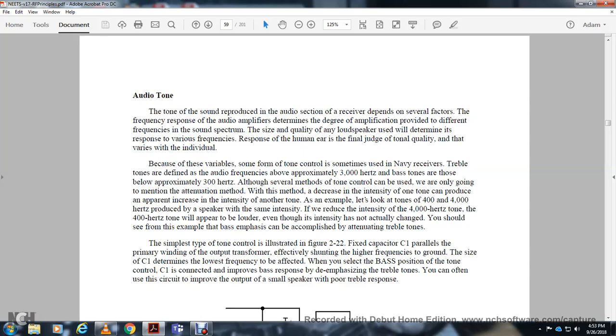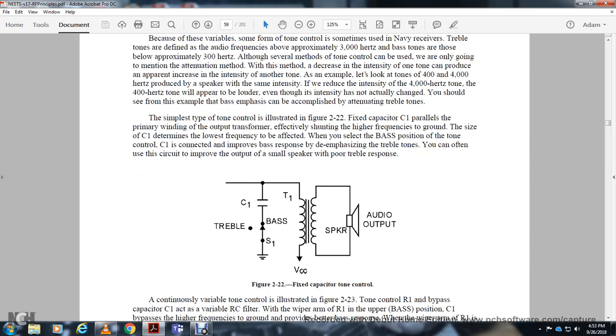They effectively show the higher frequency to ground through capacitor 1, which determines the low frequency to be effective. You select from the bass position of the tone control, where capacitor 1 connects to improve the bass response. The treble tone can often be used in the circuit to improve the output with a small speaker with poor bass response. The circuit shows capacitor 1, bass, the transformer, the speaker, and audio output.